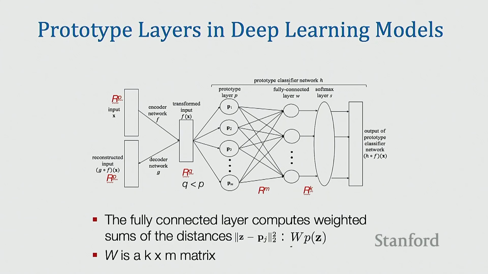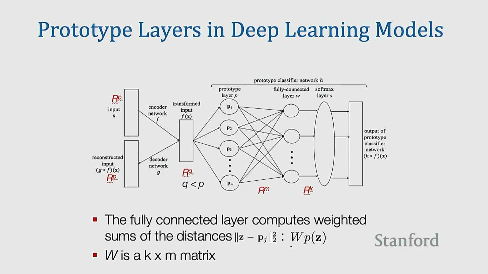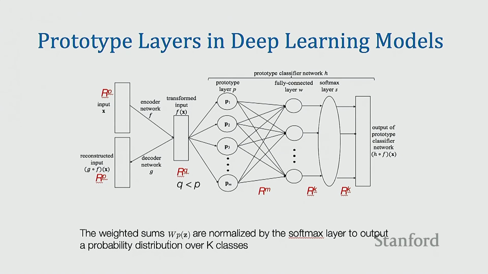Then the fully connected layer is essentially computing a weighted sum of these distances. You got the distances, and now you take a weighted combination of them using this fully connected layer. That takes the dimensionality from R^m, multiplying by W, to a k-dimensional vector, which in turn can be passed on to the softmax layer in order to output probabilities over k classes.